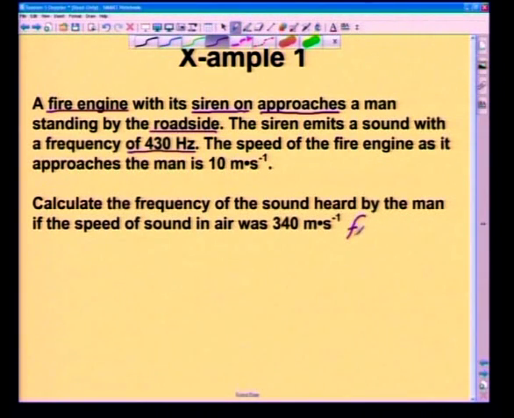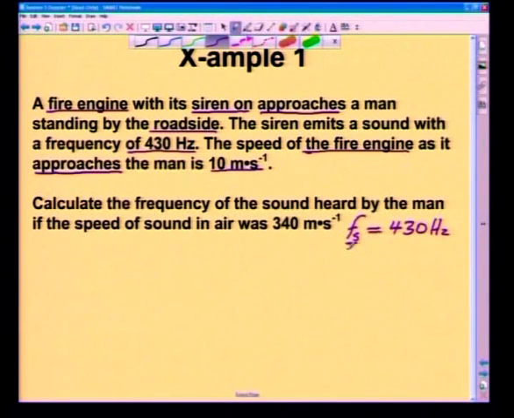The fire engine has its siren on, and the siren is emitting sound with a frequency of 430 hertz. Now, this is therefore the frequency of the source, because this is the frequency of the siren, so it is the source. That S there is not necessarily for siren, but it's for the source, which in this case happens to be the siren. Now, we are also told that the speed of the fire engine, as it is moving towards this man on the roadside, is 10 meters per second.